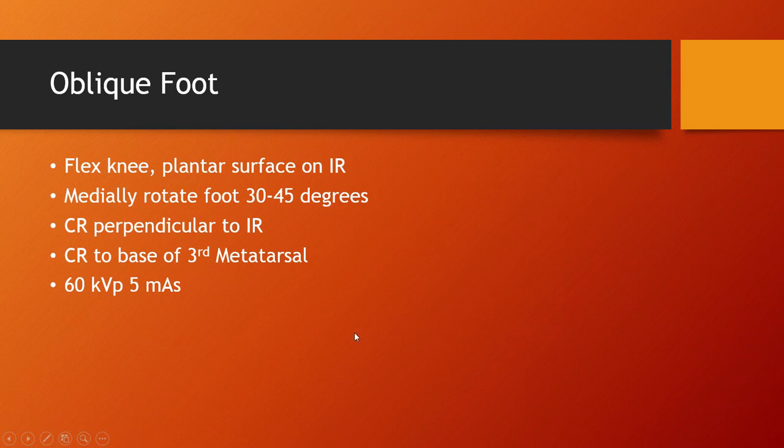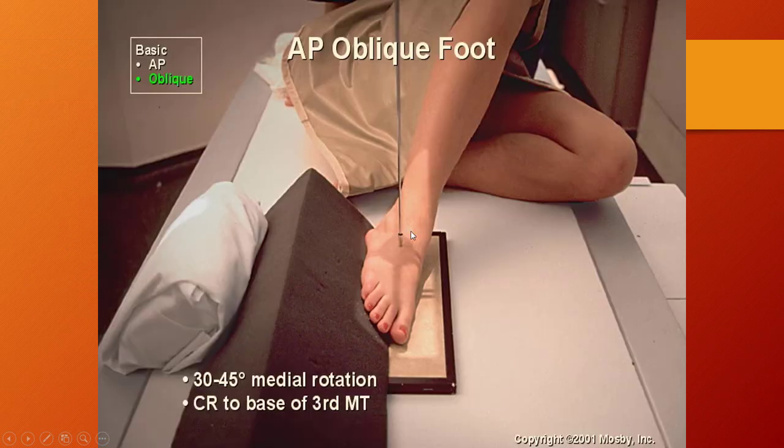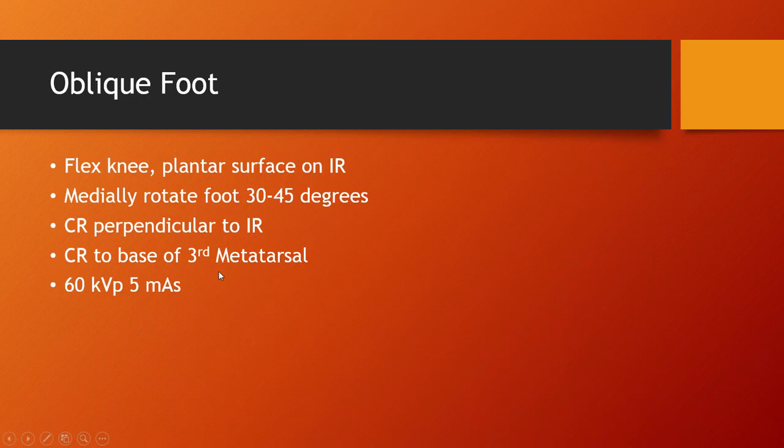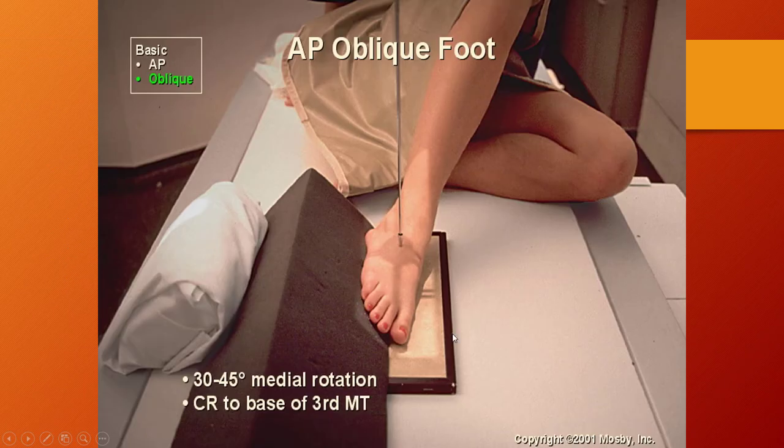Your oblique foot, you want to flex the knee. And here's an example of what that looks like. You're going to do a medial rotation, 30 to 45 degrees, central ray to the base of the third metatarsal. You are going to use about 60 kVp at 5 mAs, so the same technique as your AP. Central ray perpendicular to your image receptor. Again, it is a medial rotation so that your knee is turned in towards the x-ray tube.